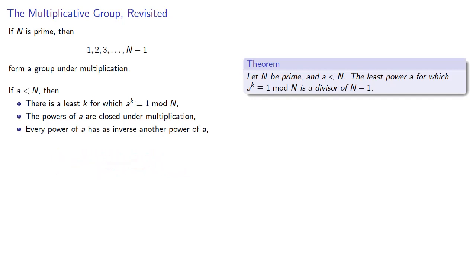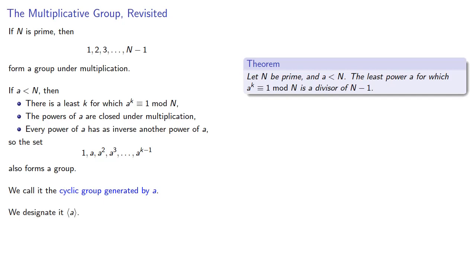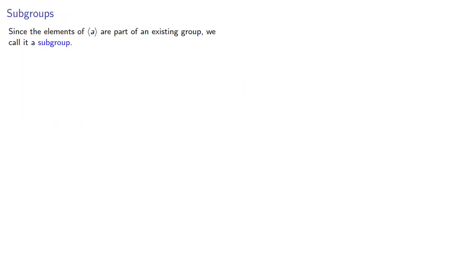And so our set 1, a, a squared, and so on, up to a to the power k minus 1, also forms a group. Now, this group is formed by the powers of a single element, and it's a common enough thing to do that we have a specific name for it. We call this the cyclic group generated by a, and the notation we use is something like bracket a. Now, since the elements of this cyclic group are part of an existing group, we also call it a subgroup.